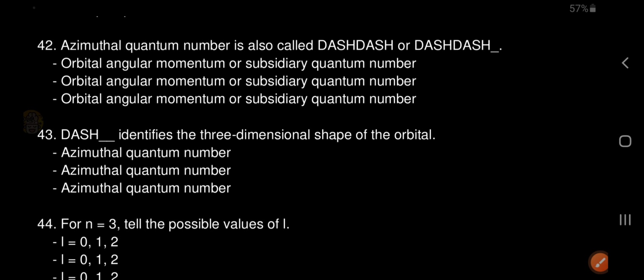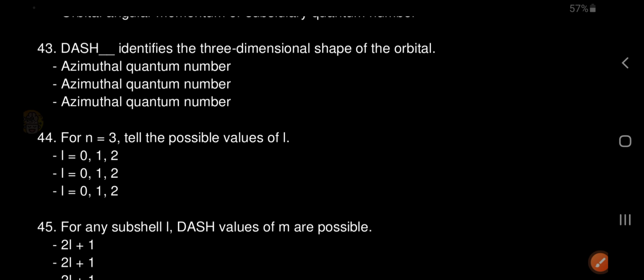For n equal to 3, the possible values of l are l equal to 0, 1, 2. n is the principal quantum number, l is the azimuthal quantum number.